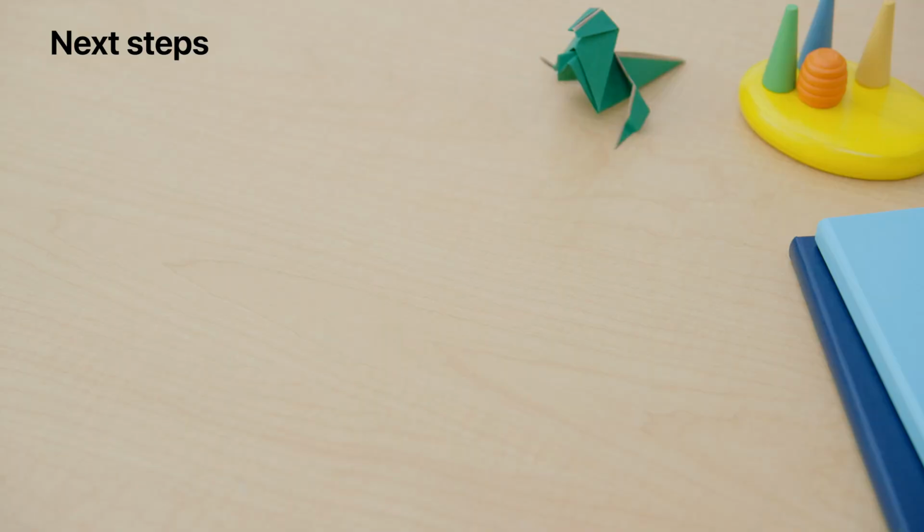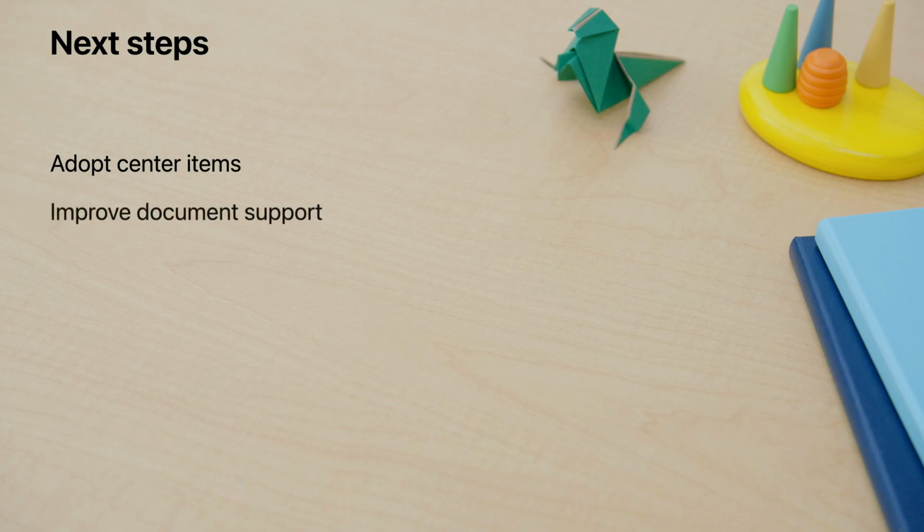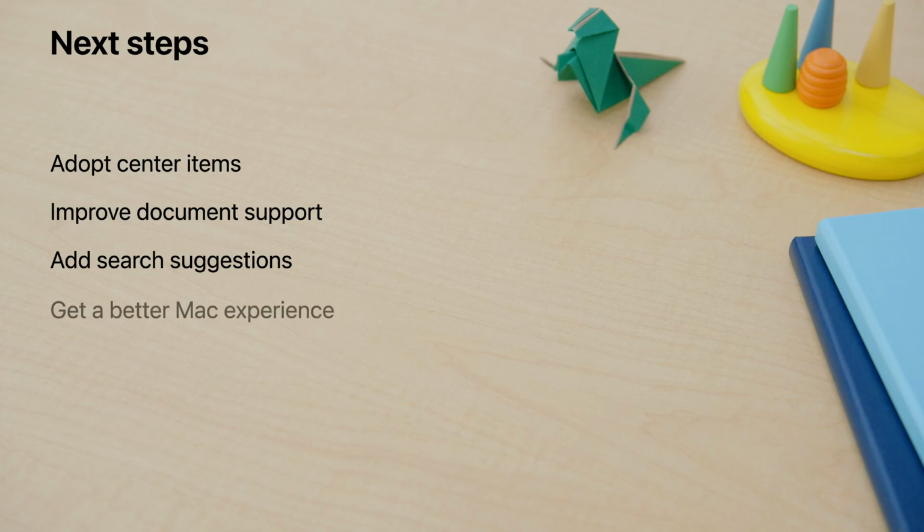In iOS 16, UIKit provides new API to help you bring more productivity to your users. Bring more discoverability to your advanced features with center items and the title menu. Improve your document support by providing drag and drop and sharing directly from the navigation bar. Make it easier and faster to search by providing search suggestions. And get a great Mac experience right out of the box with nearly zero effort.